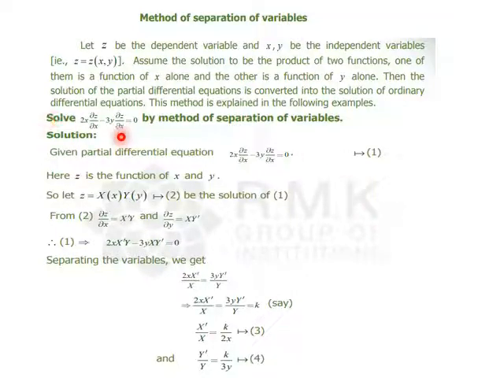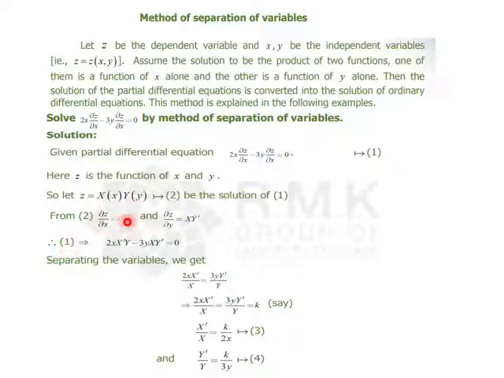So we are going to solve 2x dou z by dou x minus 3y dou z by dou y equal to 0. So this is the partial differential equation. Let us assume z equals X, a function of x, times Y, a function of y. Now let this be the solution.